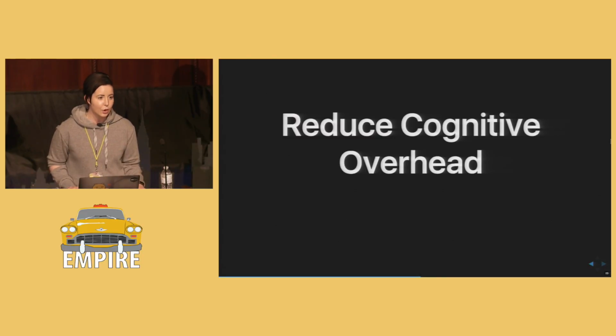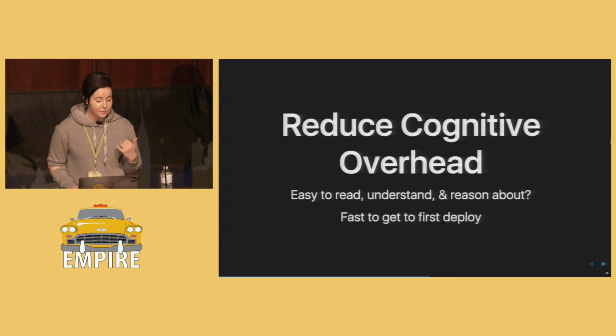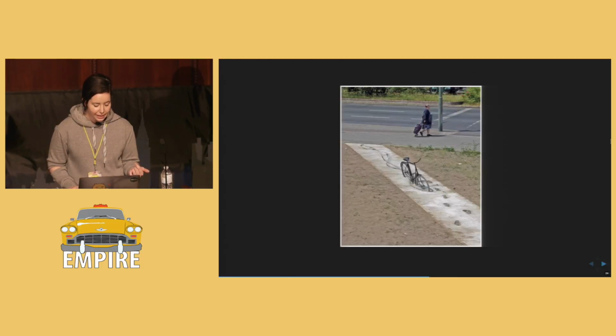If you reduce cognitive overhead for the amount of stuff that people have to keep in their mind, they can focus on the 1 or 2 things they need to do really well. And I think that's a guiding principle for me when it comes to designing tooling and even choosing which tooling I consume. So I always ask myself, is this going to be easy to read, understand, or reason about? Is it fast to get to the first deploy?